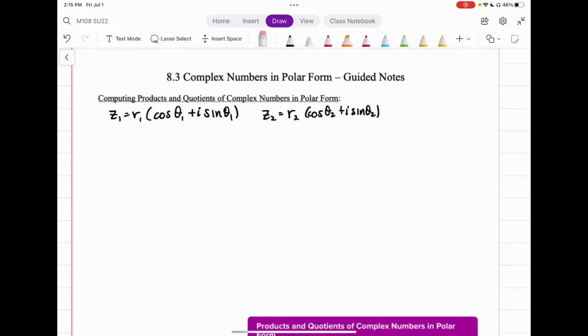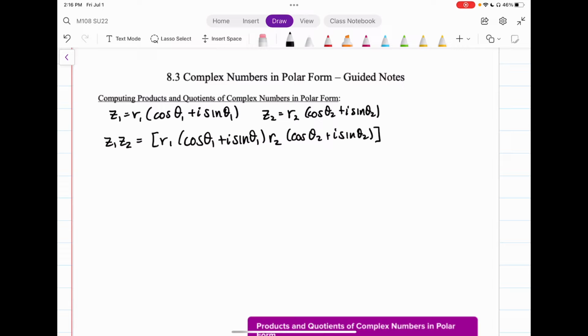Just like with regular complex numbers, we can compute products and quotients of complex numbers in polar form as well, but it's a little bit trickier than if you're just multiplying a plus bi times another a plus bi. Let's look and see what happens if we take z1 times z2. That's going to be equal to r1 (cosine theta 1 plus i sine theta 1) times r2 (cosine theta 2 plus i sine theta 2).